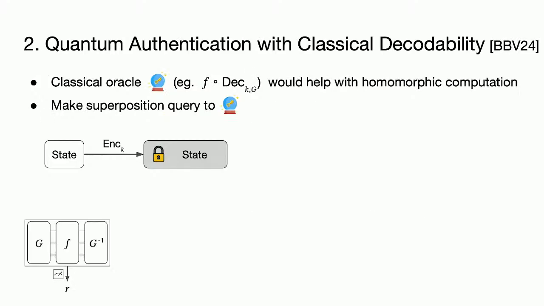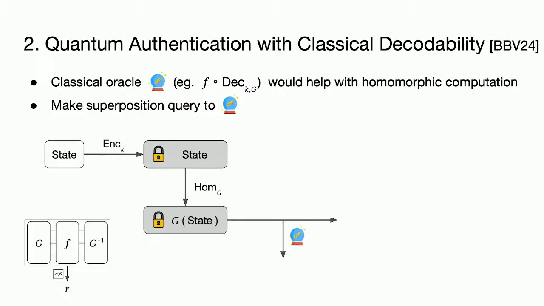So let's see how to use this classical oracle to homomorphically measure the output of F in the G basis over the ciphertext state. So one can first apply homomorphic G and then make superposition queries to the oracle using the ciphertext state as the input. And this will result in a new ciphertext state that authenticates the residual state of F, along with the decoded computation outcome R.